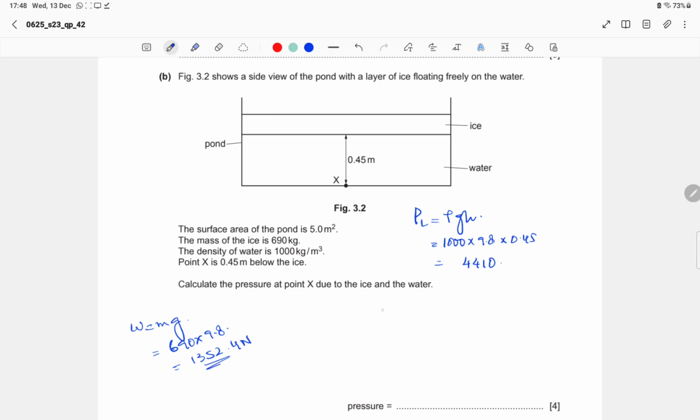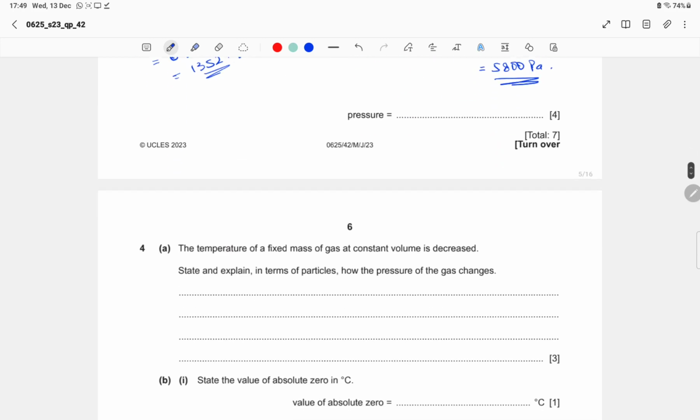So now you have to add this thing to find out the total pressure. So it's going to be what? 4410 plus 1352.4. So it's going to be the required value. Let me do the calculations. So you will get this final value over here. Okay, moving to the next question.